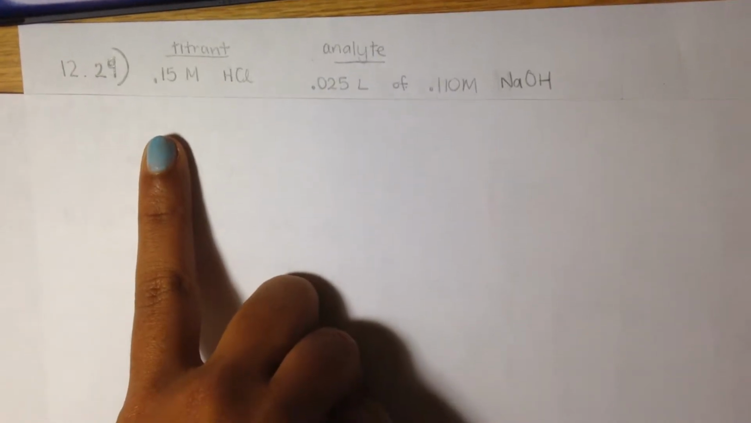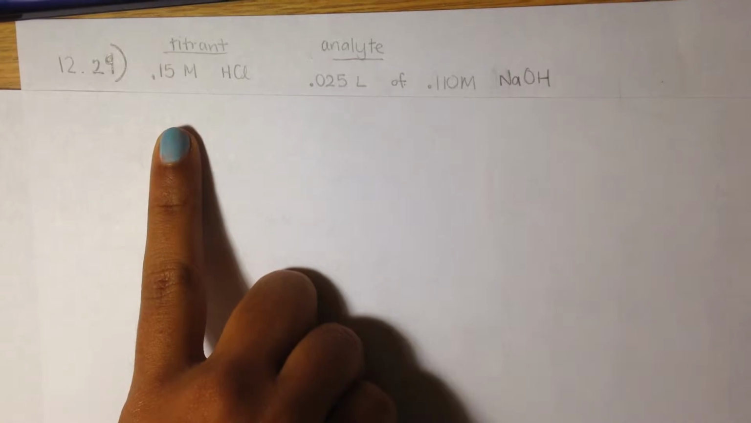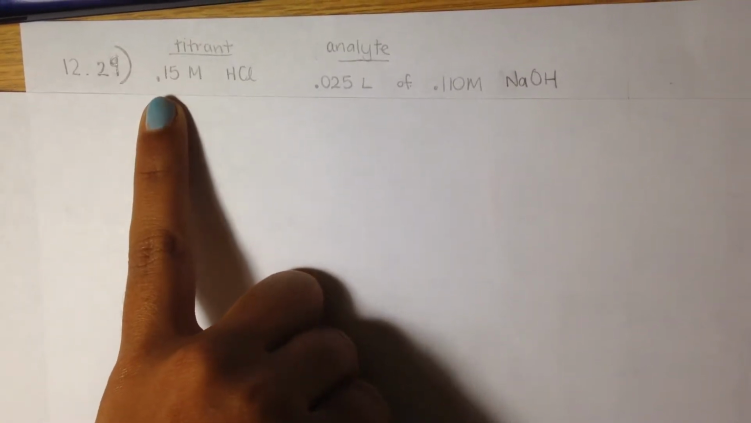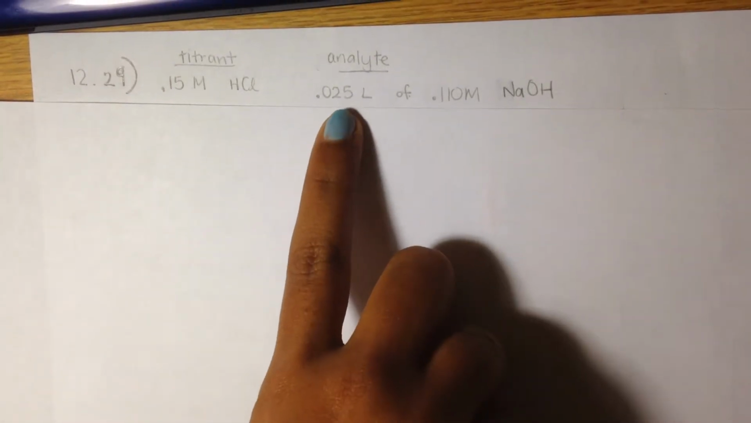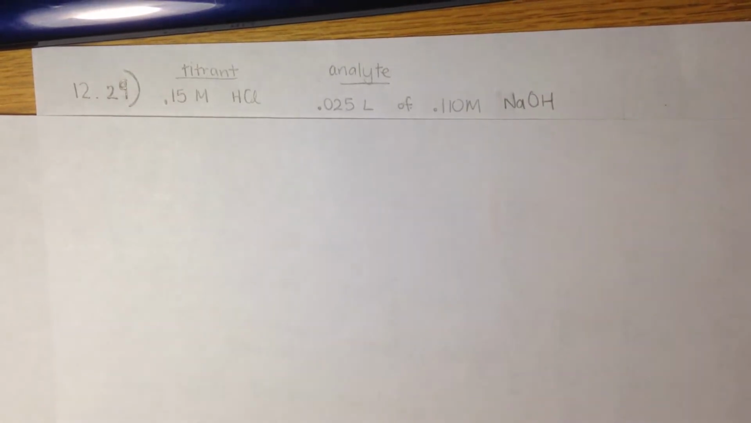So this is number 29 in chapter 12. They want you to find the pH at each stage of the titration, and they give you 0.15 molar of HCl, and then they give you 0.025 liters of 0.11 molar NaOH.